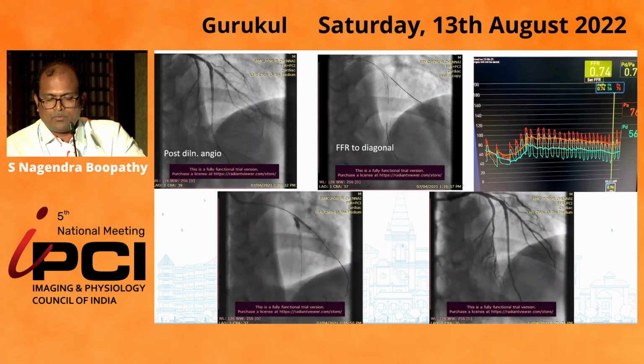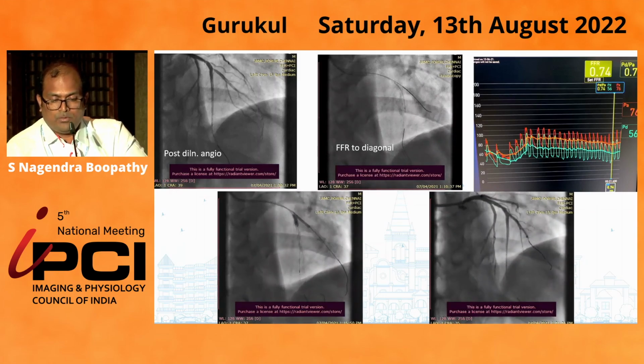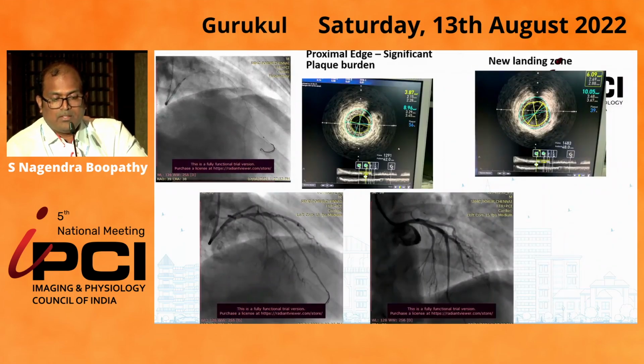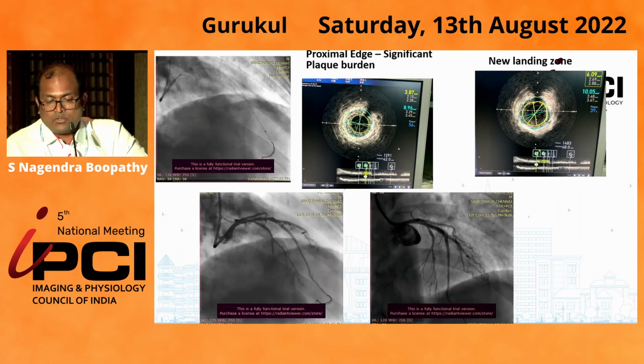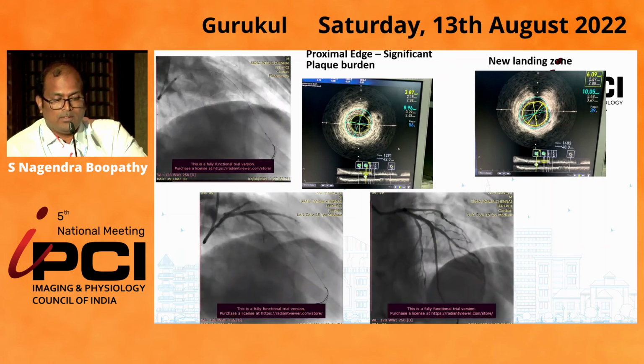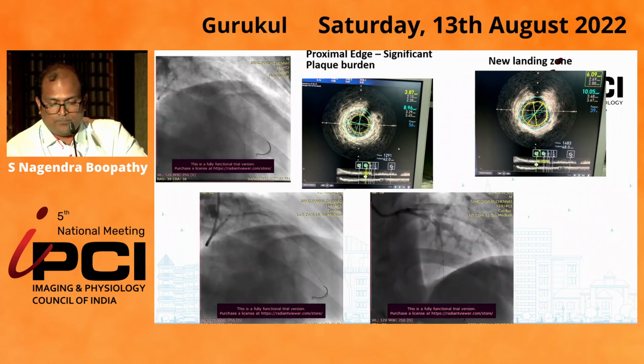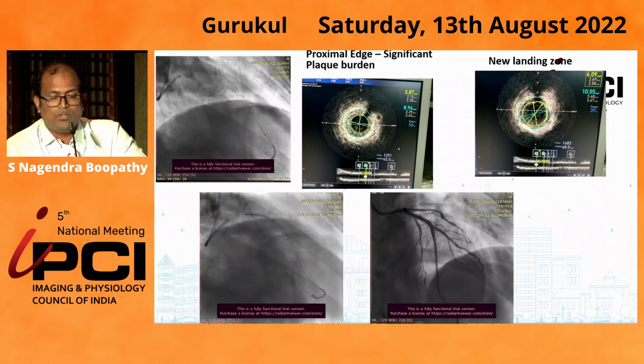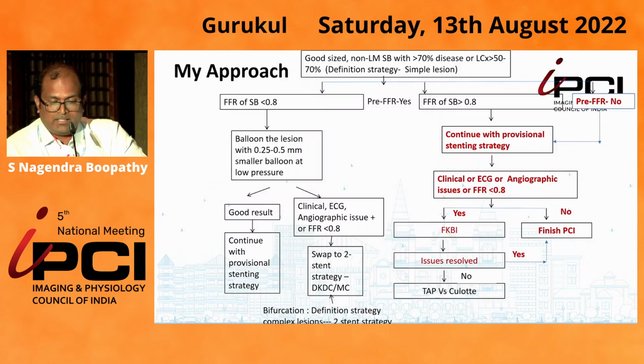I realized some geographical miss in the proximal zone. Now I took the help of IVUS. I didn't use it before that. The stent had landed in a site where significant plaque burden was there. So I identified a second zone, something around 8 millimeters proximal to the last zone, put a second stent and finished the procedure. So this helps to sort out the problem that we created.